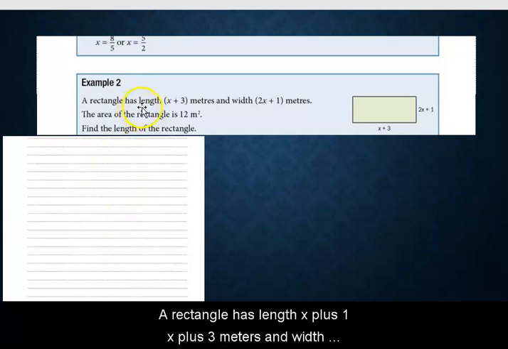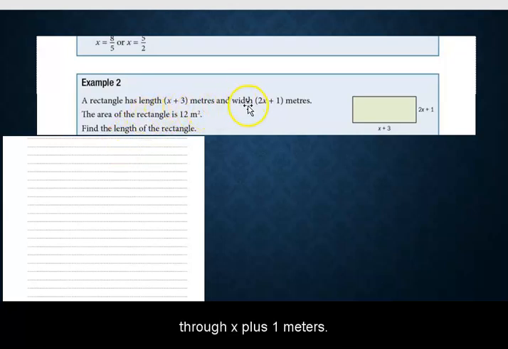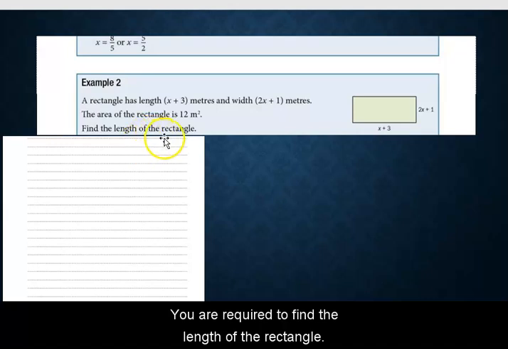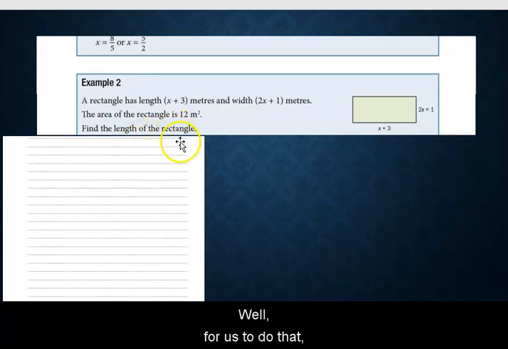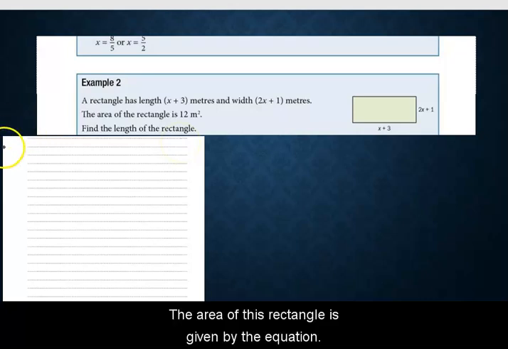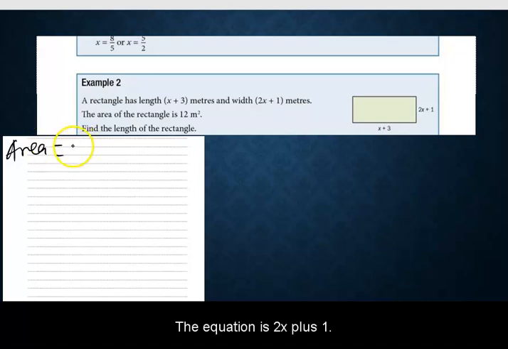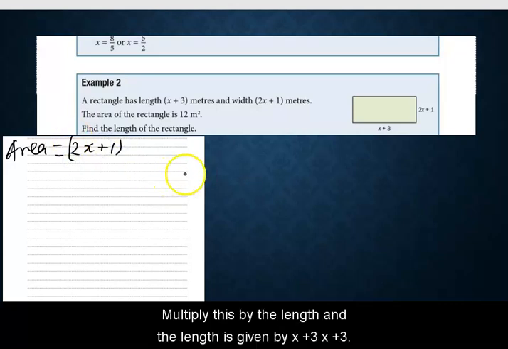A rectangle has length x plus 3 meters, and width 2x plus 1 meters. So we have the length and the width. You are required to find the length of the rectangle. Well, for us to do that, let's consider the area of this rectangle, right? The area of this rectangle is given by the equation 2x plus 1, right? Multiply this by the length, and the length is given by x plus 3.